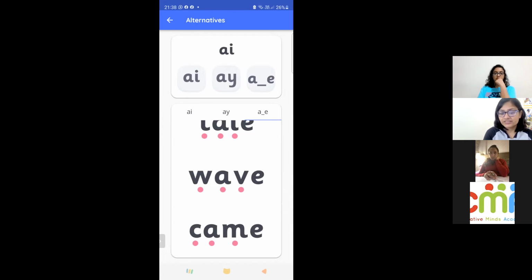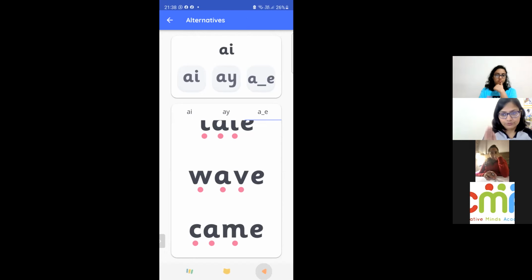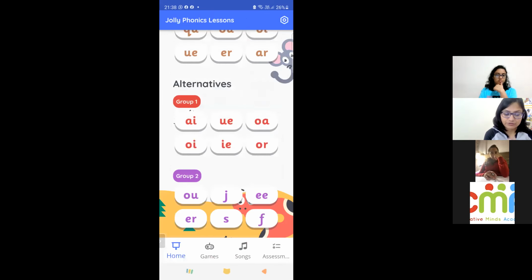Make sure the child is around 5, and of course, having the previous knowledge. Just being of age 5 will not work. The child should have the basic 42 sound knowledge, awareness. So this way you have to go through all these alternatives.